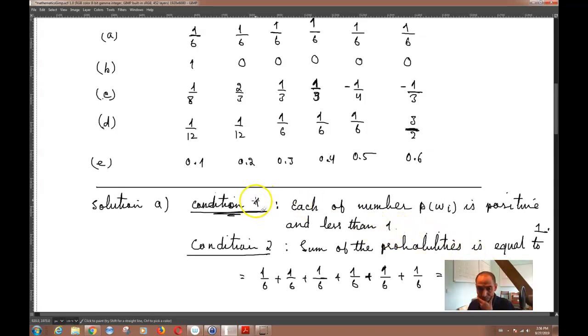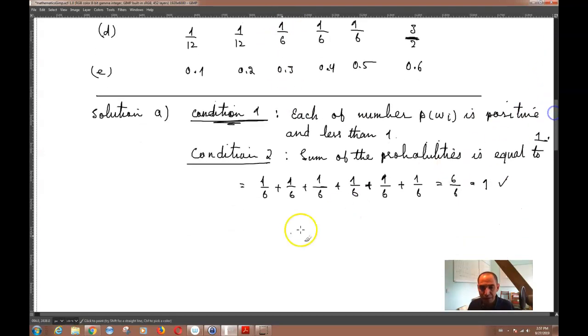So that means that the first condition is that each of the numbers p of omega of i, for example p of omega of 1, p of omega of 2, 3, and so on and so forth, has to be a positive number, and it has to be less than 1, of course. Meaning that p of omega of i is supposed to be greater than or equal to 0 and less than or equal to 1. That's condition 1.